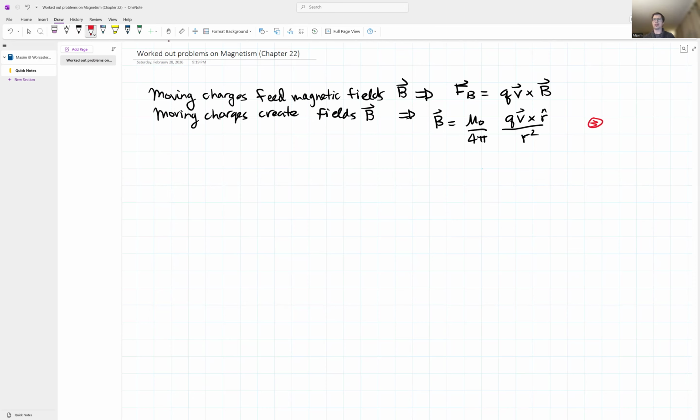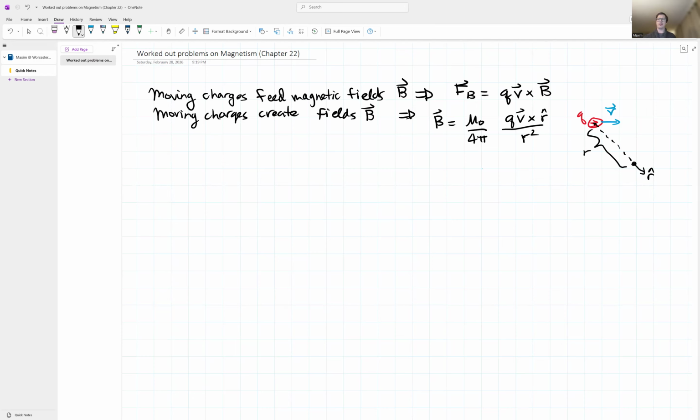So if you have some charge Q, moving at some speed V, or your velocity V, and if we're looking at it some distance away, you start at the charge and you're looking, say, here, then this distance right here, that's your little r. Your r hat is just this direction, the direction in which you're looking.